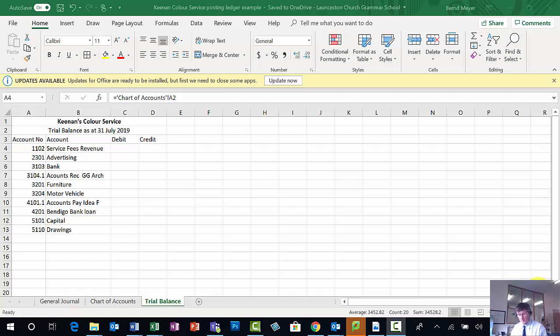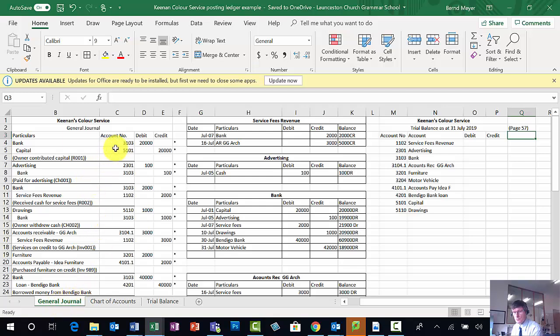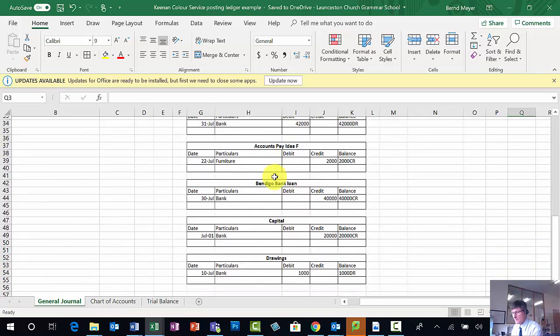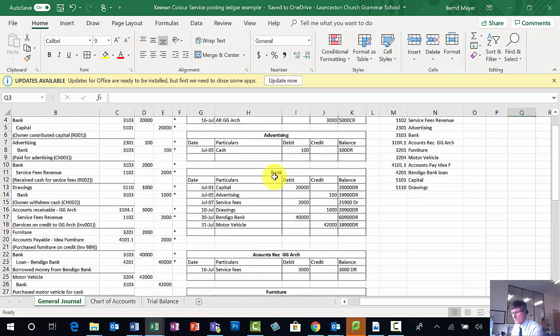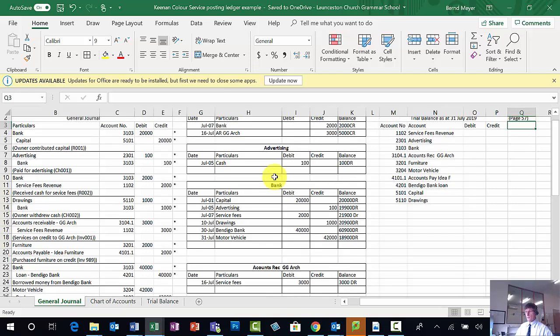G'day, this is a video to show you how to post from your ledgers into a trial balance. This is following on from my earlier video which showed you how to post from a general journal. So in the general journal, where I showed you how to post these entries into the ledgers, you'll note that I've used a columnar format.